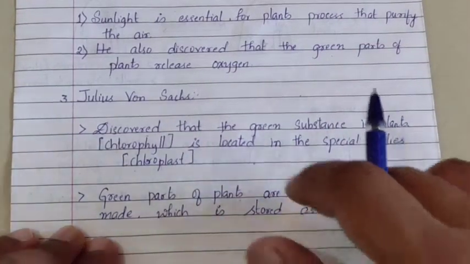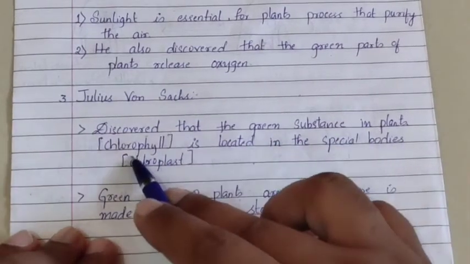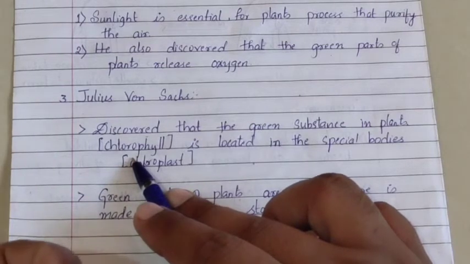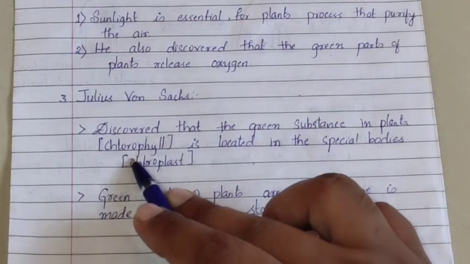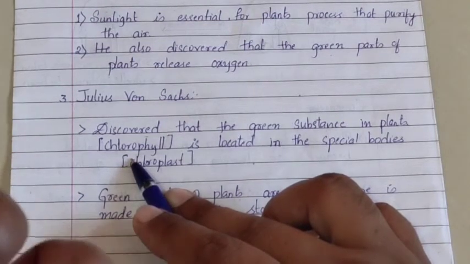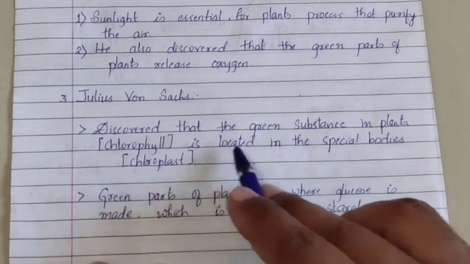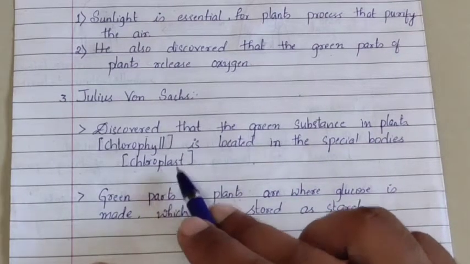So what did he discover? He discovered that the green substance in the plants, that is chlorophyll, is a pigment which traps the light energy, which absorbs the light energy in order to facilitate the production of food, that is, photosynthesis, right? And where is this chlorophyll located? It is located in the special body called the chloroplast, right?